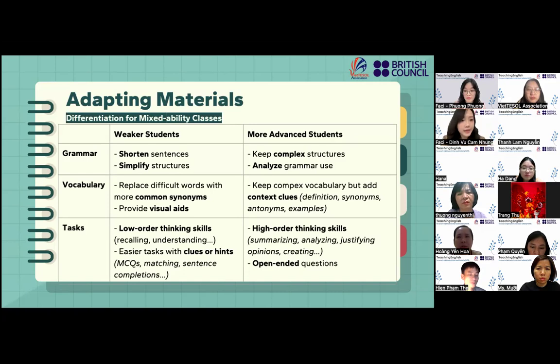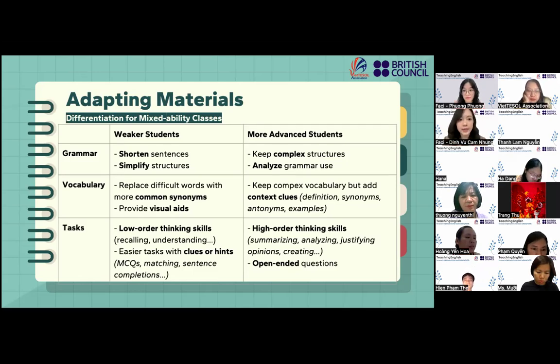Okay, and for the task, the keyword here is, do you want them to perform the lower order thinking skills or the higher order thinking skills? For the lower order thinking skills, they are recalling, understanding. And for the higher order thinking skills, like Julia mentioned just now, summarizing, analyzing, justifying opinions. So answer questions like why and how, right? Or create something new themselves.